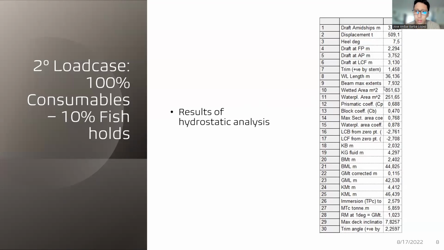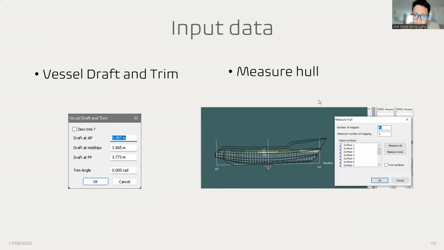Next. At point 3, enter the maximum motion. This is important to define the vessel draft and trim. With this data, it is obtained in any load condition. The mesh hull is with 41 surface cuts because it is good information.